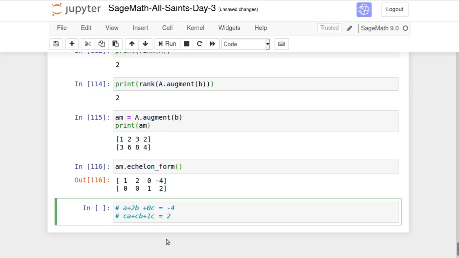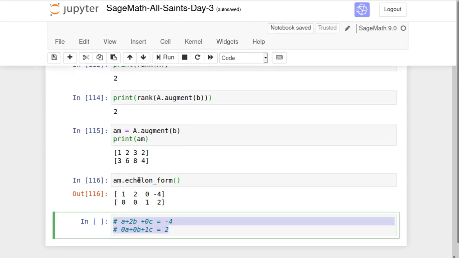So from this, we get c is equal to 2 and a plus 2b is equal to minus 4. a plus 2b equal to minus 4 means you can give whatever value you prefer to b, and a has to be decided according to that. c we have already got to be equal to 2. So this is how we solve a system of linear equations using echelon form or row reduction.